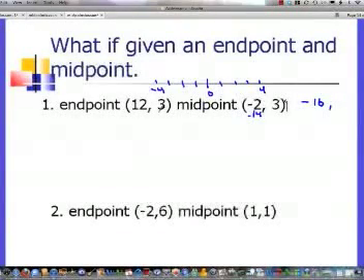Now how about this one, 3 to 3? Oh, that one didn't go anywhere, did it? So I'm still going to have a 3 over here. Okay, that would be my endpoint, my other endpoint.